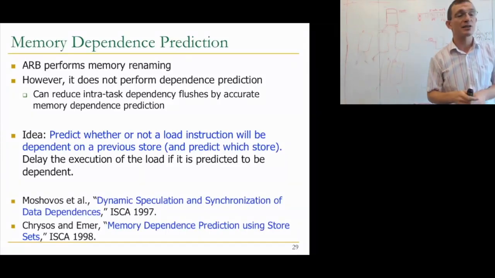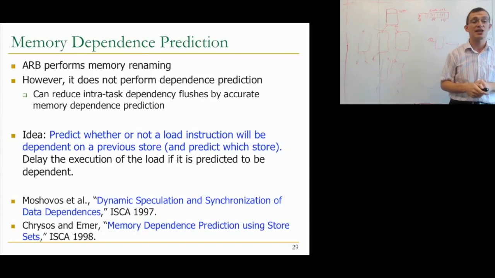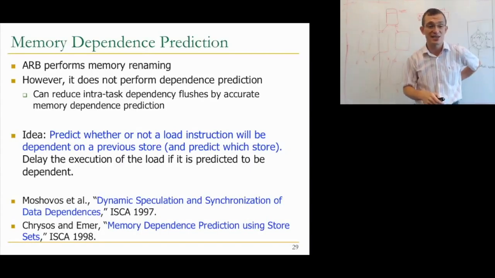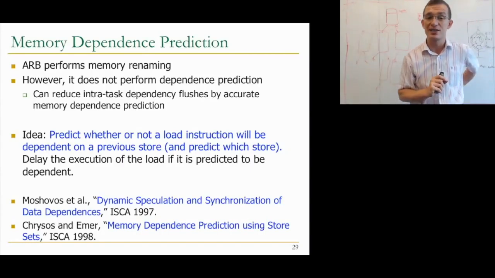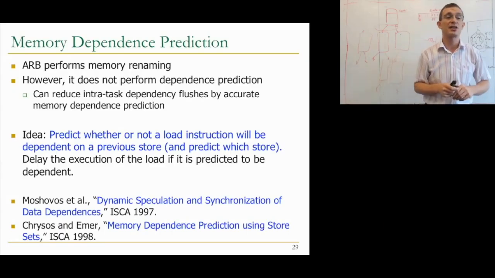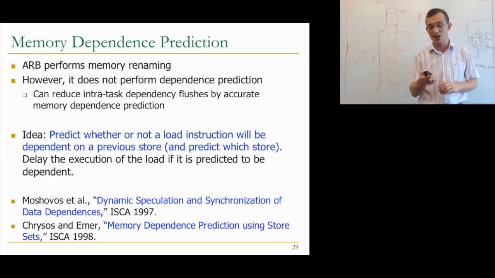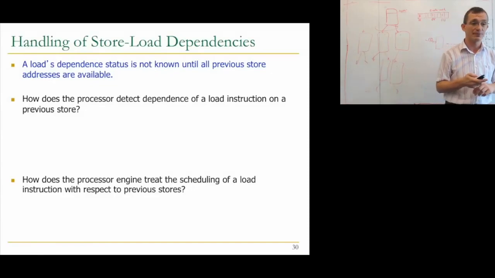One is Andreas Moshovos's Dynamic Speculation and Synchronization of Data Dependencies that appeared in ISCA 1997. That's within the context of multiscalar processors. And the other is George Chrysos and Joel Emer's Memory Dependence Prediction Using Store Sets that appeared in ISCA 1998.